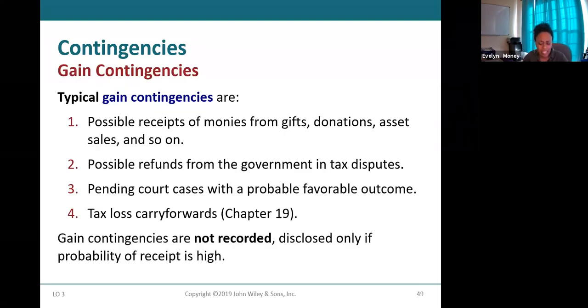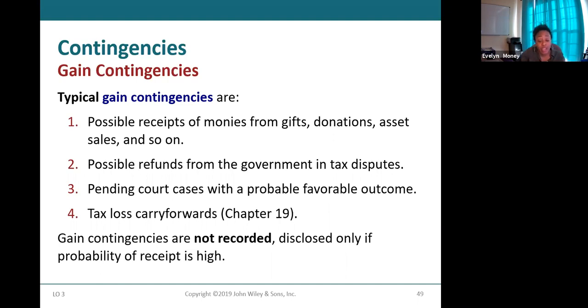So let's deal with gain contingencies first. With a gain contingency, I may be in dispute with the IRS and I'm expecting to win. So I expect the IRS to give me a refund. That's an example of a gain contingency. A tax loss carry forward is something that we'll talk about when we get to chapter 19. I mentioned in the last video that there are differences between accounting income and taxable income, and a tax loss carry forward is something that happens as a result of one of those differences.